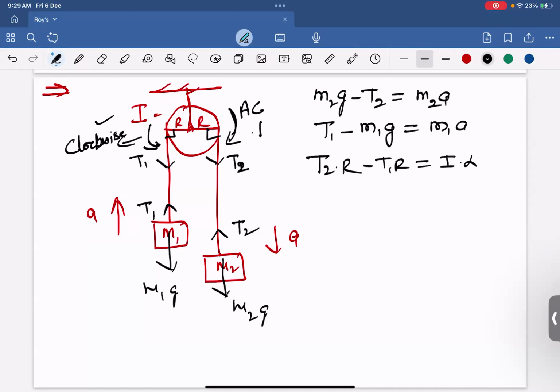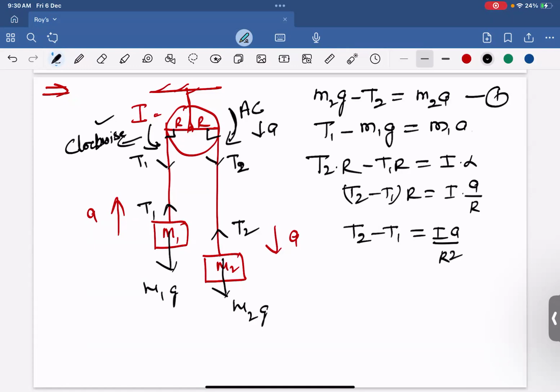As the tangential acceleration here is also a, in place of alpha, I can use a by R. So that will be T2 minus T1 equals Ia divided by R square. This is equation 1, this is equation 2, and this is equation 3.